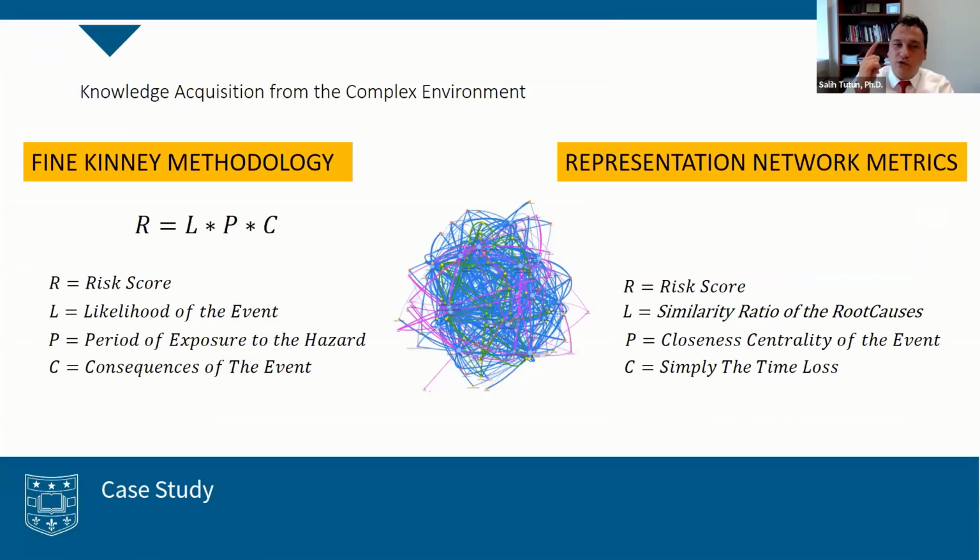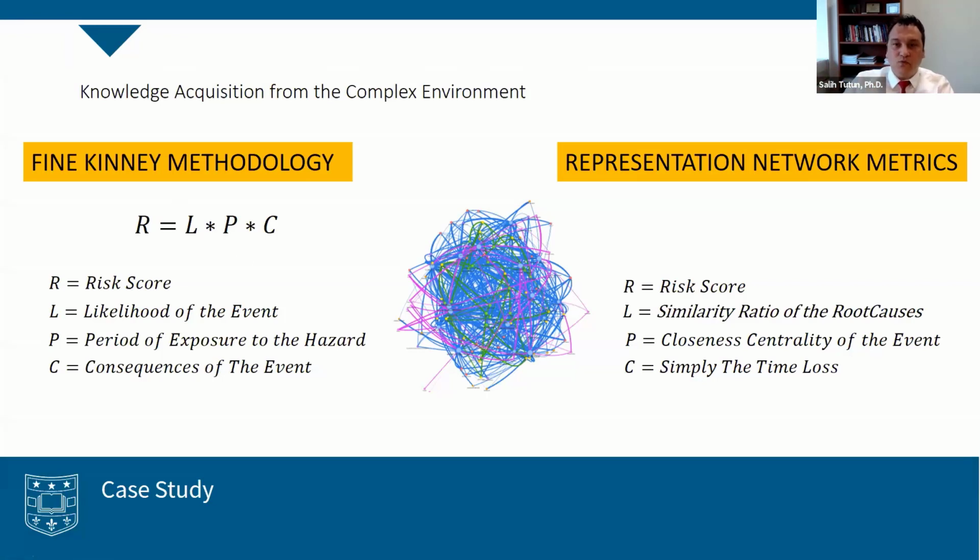But for doing risk analysis, we are getting all the information from the knowledge graph. For example, usually if you would like to calculate risk level, you need the risk score. You define the likelihood of the event, or the period of exposure to the hazard, or the consequence of the event, right? You are using this formula with the fine-tuning method in the easy way.